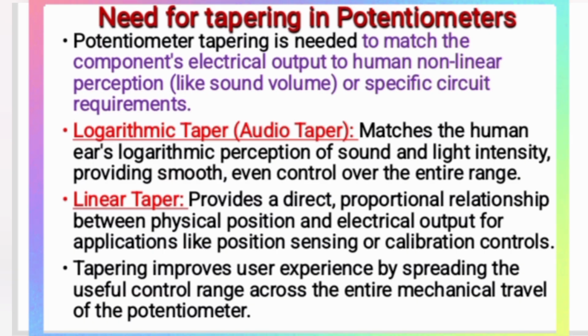Need for tapering in potentiometers. Potentiometer tapering is needed to match the component's electrical output to human nonlinear perception, like sound volume, or specific circuit requirements. Logarithmic taper or audio taper matches the human ear's logarithmic perception of sound and light intensity, providing smooth, even control over the entire range. Linear taper provides a direct, proportional relationship between physical position and electrical output for applications like position sensing or calibration controls. Tapering improves user experience by spreading the useful control range across the entire mechanical travel of the potentiometer.